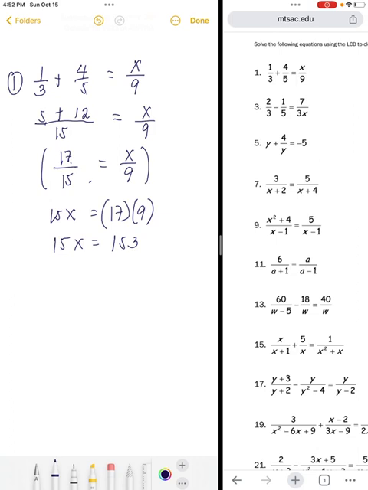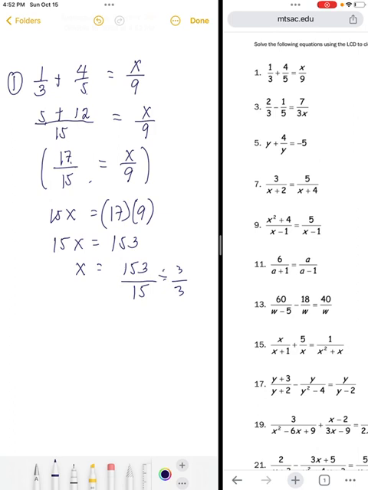Then, we have to divide both sides by whatever is attached to our x. So, our x will now be equal to 153 over 15. Again, we have to check if this 153 over 15 is already in simplest form. Alright? You can see that 153 is still divisible by 3. Similarly, 15 is still divisible by 3. So, I will divide my 153 by 3. Then, I will divide my 15 by 3.